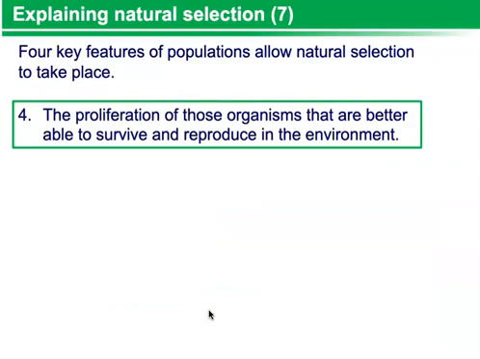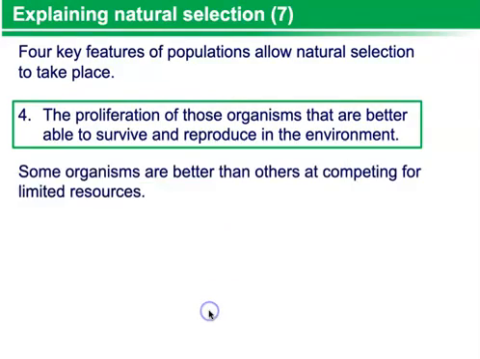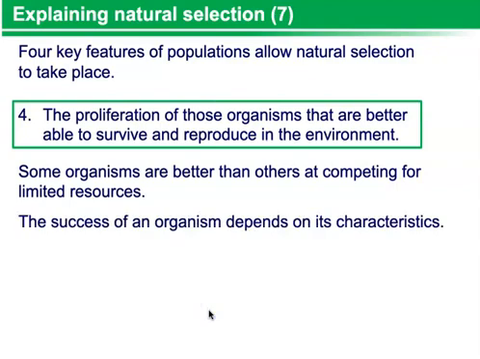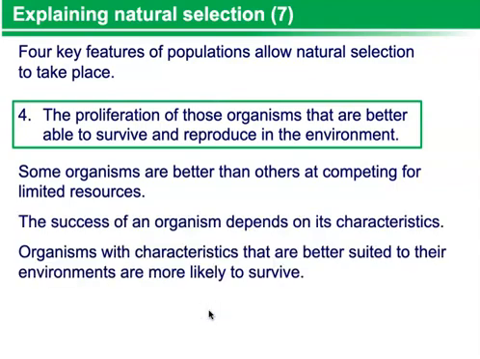The fourth key feature is the proliferation of those organisms that are better able to survive and reproduce in an environment. Some organisms based on variation are simply better at outcompeting others for limited resources. The success of an organism depends on its characteristics.